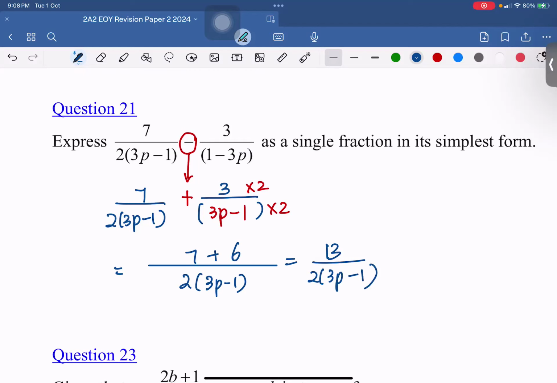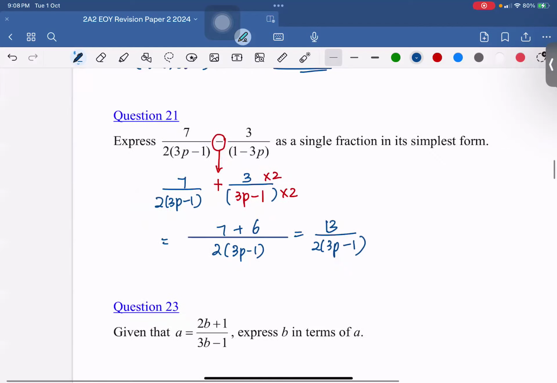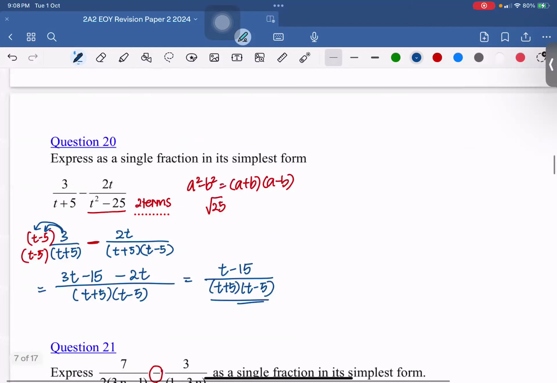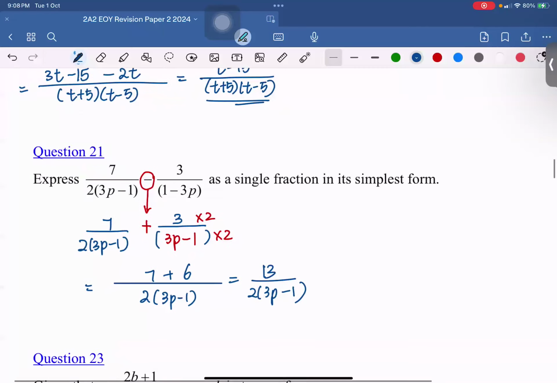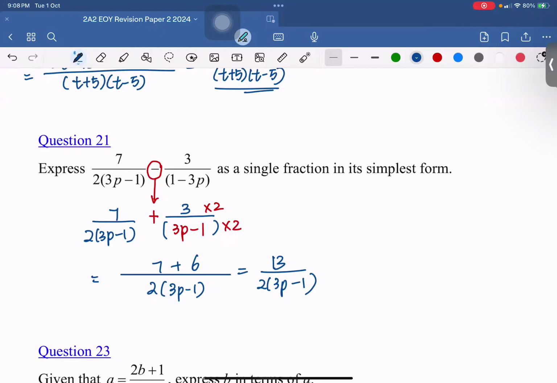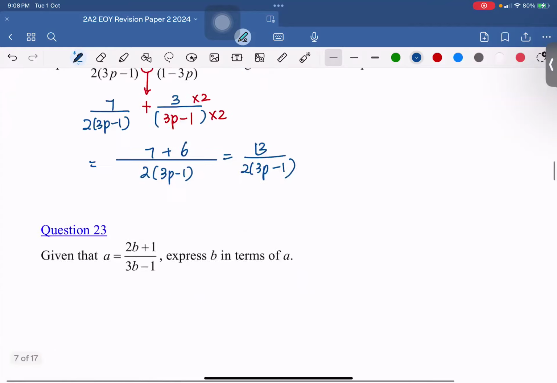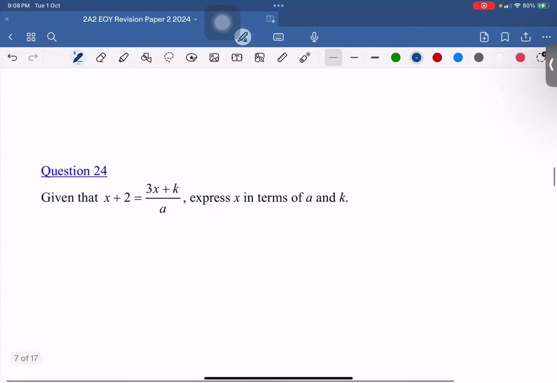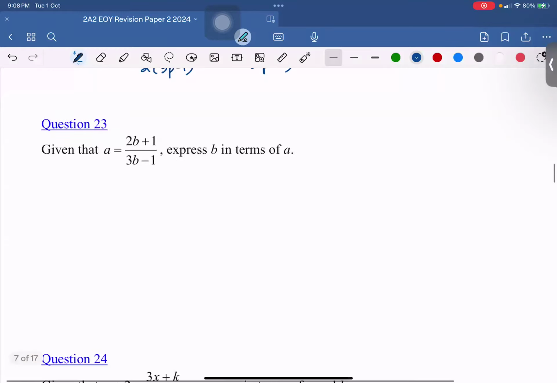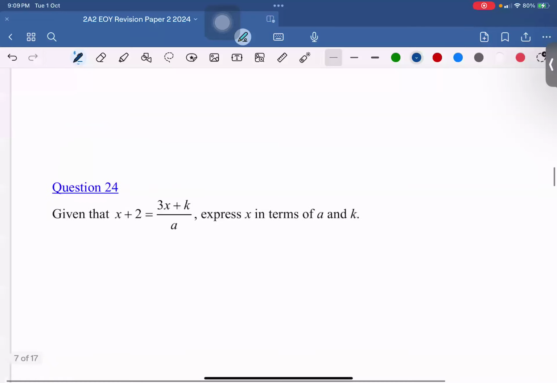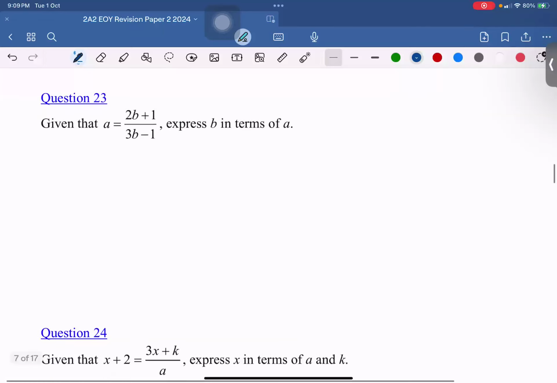Okay, answer. Right. So this type of question, please take note, addition and subtraction of fractions. Okay, next one. This one, changing subject formula. We have 2 questions over here, but I'm not going to do both, so I just do 1 question. The other one you can practice on your own.